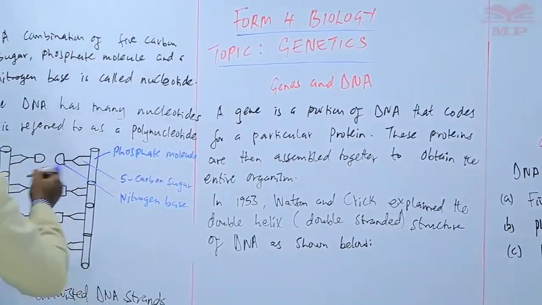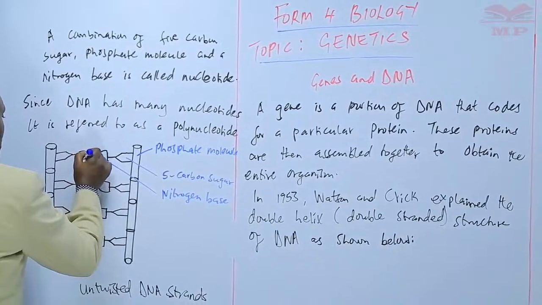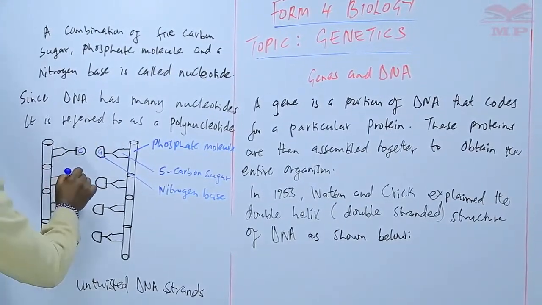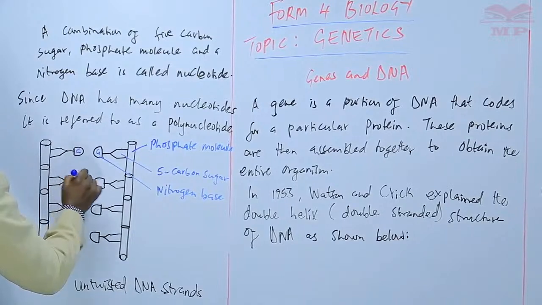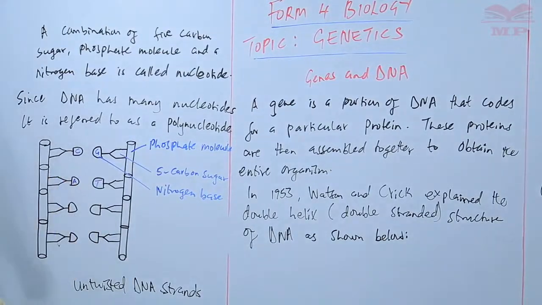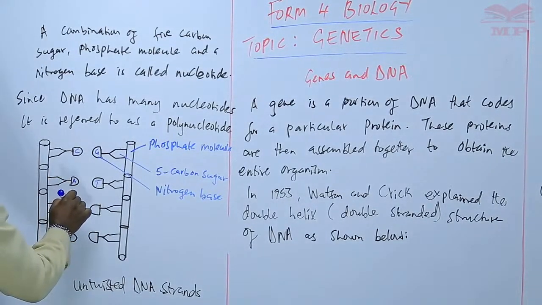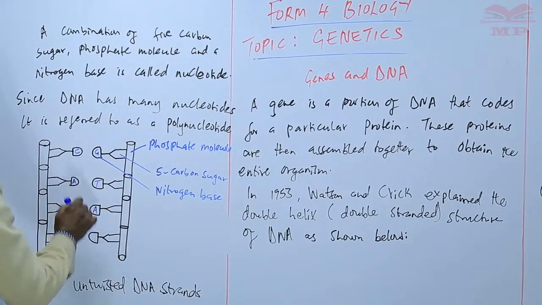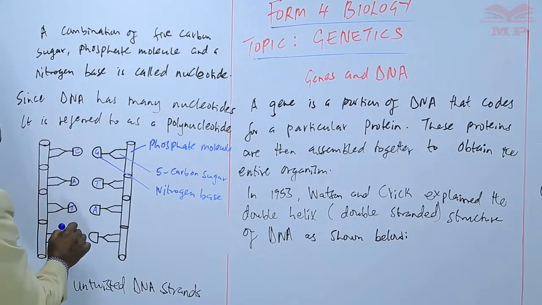So if we have cytosine here, C, here we shall have guanine, that is G. If we have adenine here, then on the other side we shall have thymine. If we have thymine here, we shall have adenine on the other side. So we call that base pairing. And then if you have guanine here, we'll have cytosine there.